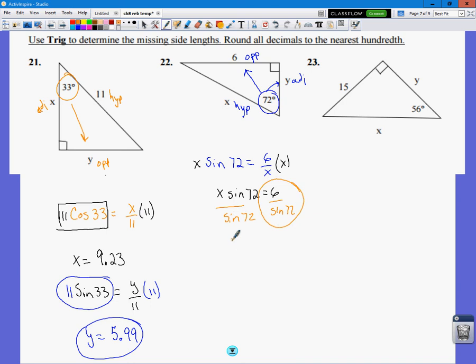This is what we're going to key into our calculator. And we're going to key it in. 6 divide 72 sine. And we're going to hit equals, because it won't do the division until I hit the equal sign. 6.31.